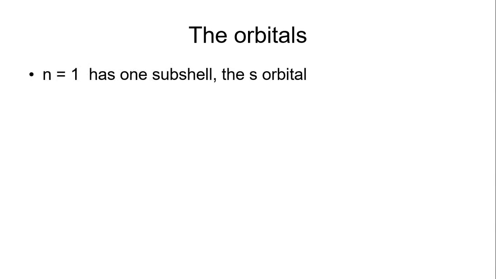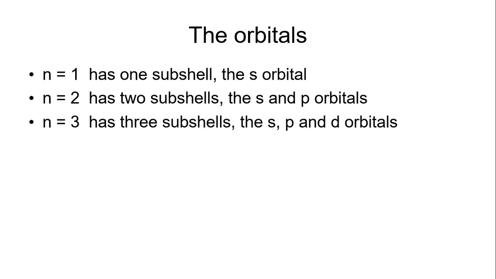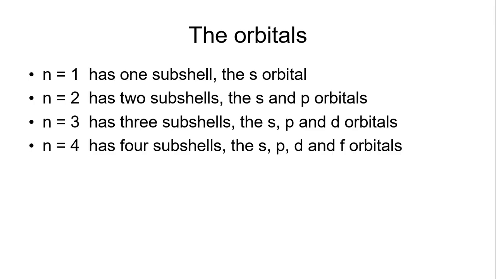So that one has one sublevel, that's going to be the S. The second one has two, that's going to be an S and a P. The third one's going to have three, that's going to be S, P, and a D. The fourth one has four, that's S, P, D, and F.